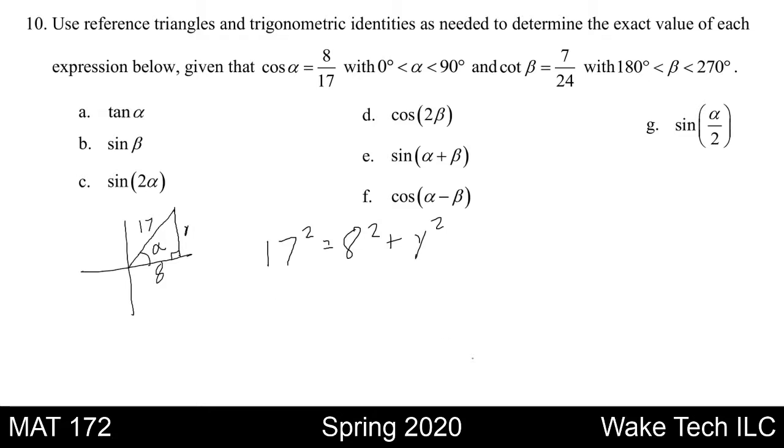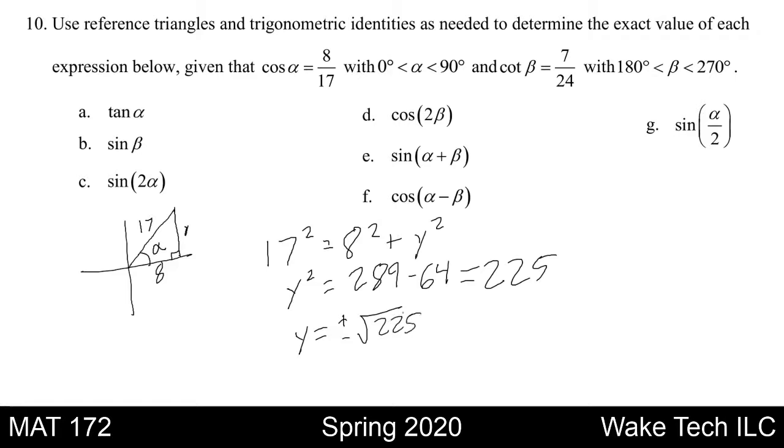17 squared is, let's pull up a calculator real quick. I end up with 17 times 17 is 289. I'll also need to move them to one side. That means subtract. So I have y squared is equal to 289. 8 squared is 64, so minus 64 is 225. That means that y is equal to plus or minus the square root of 225, which is just 15. So plus or minus 15.